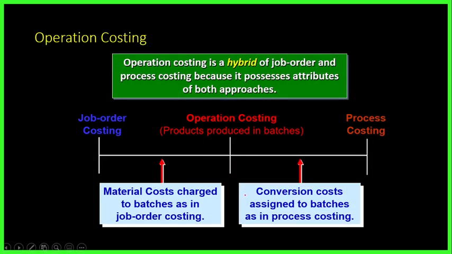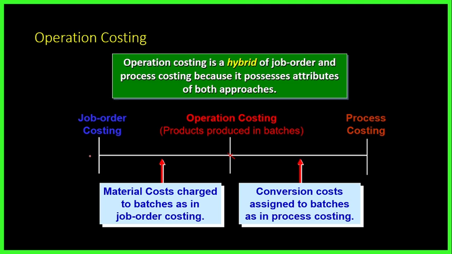Operation costing, also known as hybrid costing. Why hybrid? Because it is a combination of job order and process costing. It can be job order at the beginning, and then at some point you apply the concepts of process costing.